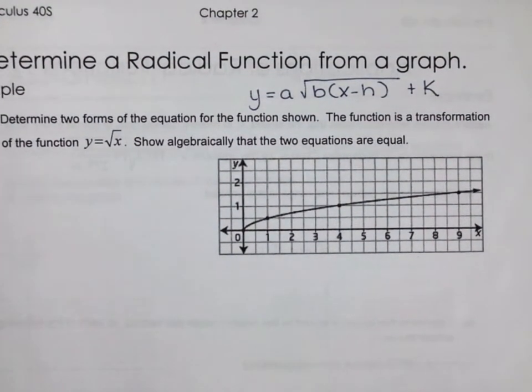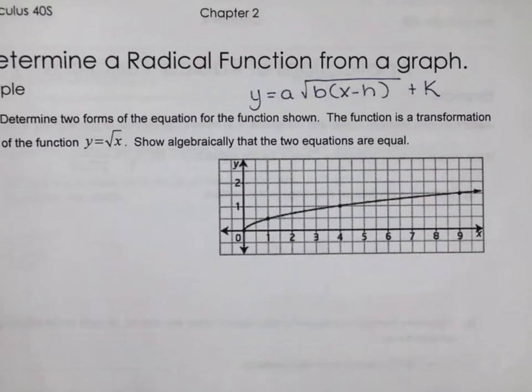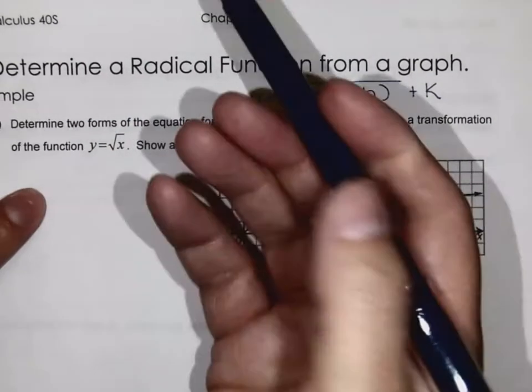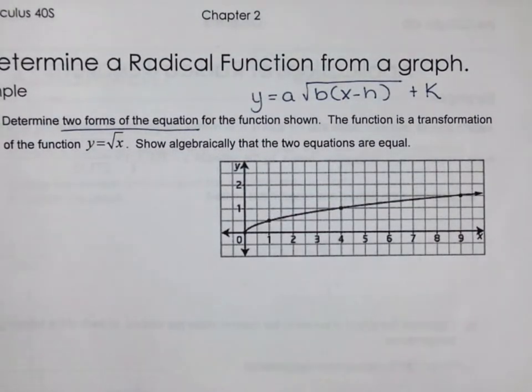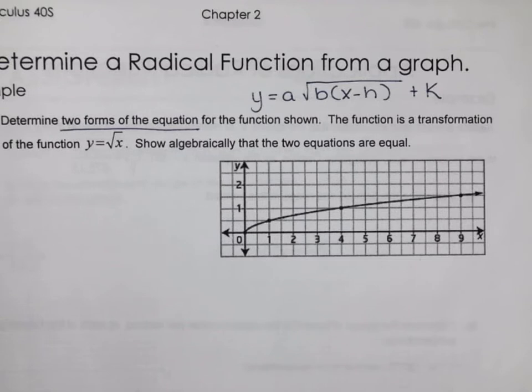Okay, so we all agree that that is the transformation form of radical functions, right? Okay, so determine two forms of the equation. It's going to be so easy to create one. I guarantee you're all going to enjoy creating one. The function transformation of the basic graph. Show algebraically that the two equations are equal. You ready? Perfect, I love it.